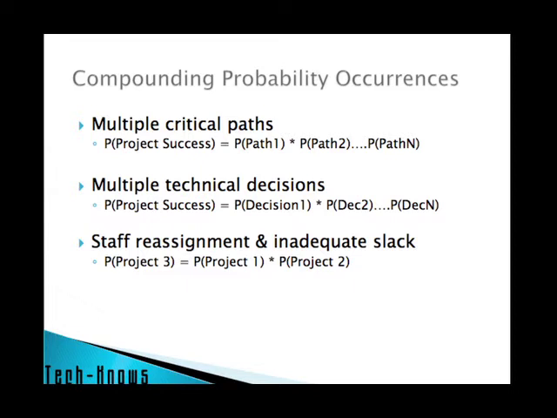Now, third place where compounding probabilities hit us is in staff reassignment. And putting in inadequate slack between projects. If you're running project 3 and project 1 and project 2 both have staff that are required for your project, and there's any doubt that those personnel are going to be available in a timely manner, now your success is dependent on their success. And this domino effect is very common within large companies that have multiple projects ongoing.